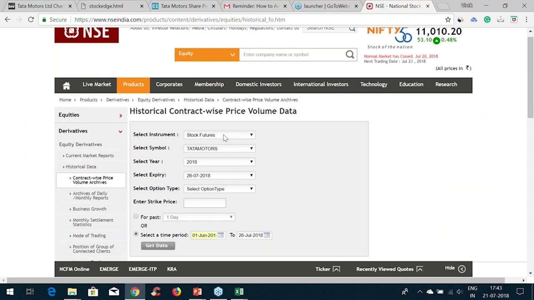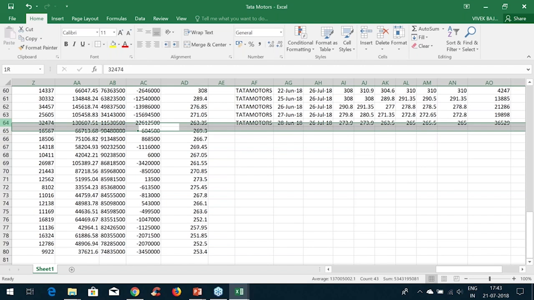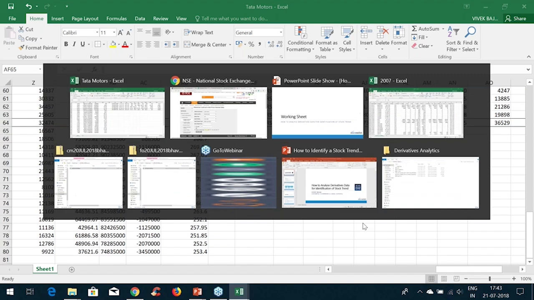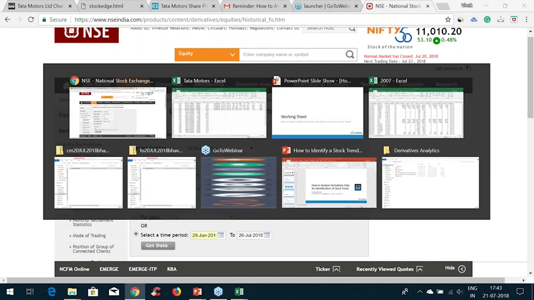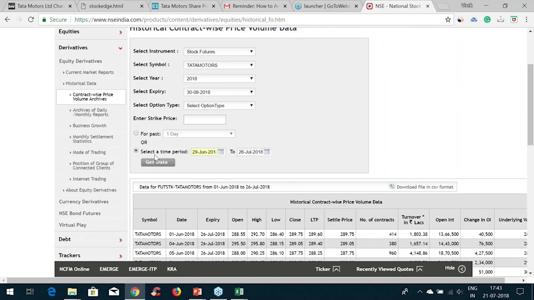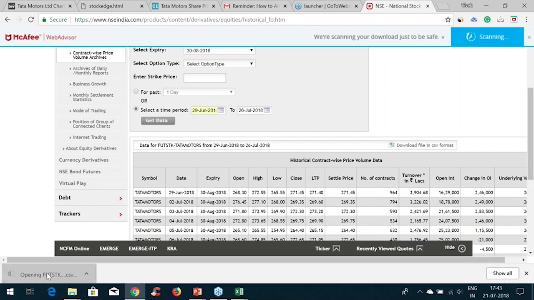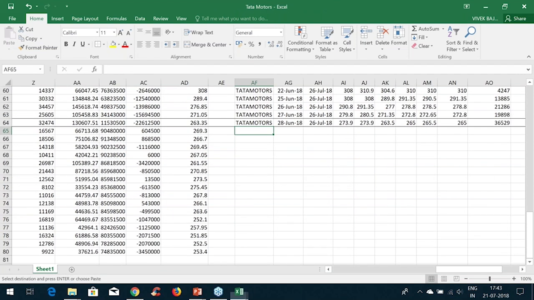which is the August expiry. We want data from 29th of June. So we just select this as an expiry, mark this as an expiry. So from 29th of June, we seek data of August contract. So 29th of June, and we seek till 26th of July. So this is the August contract which you are getting. Okay, let me copy this data, control C, and paste the data here.